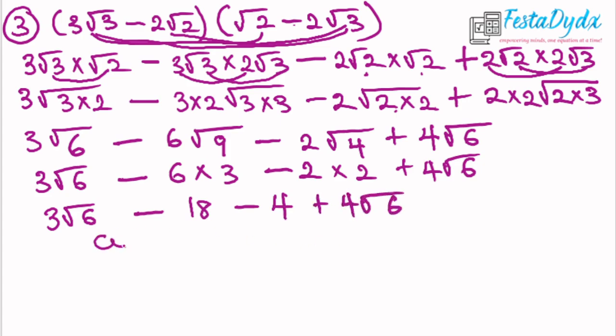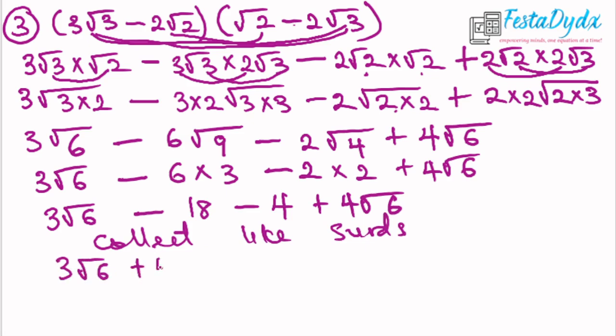So now we have to collect like terms, or let's say collect like surds. So 3 root 6 plus 4 root 6, these are together, this and this, they are like surds. And then we'll have a minus 18 minus 4, which is the whole number here.